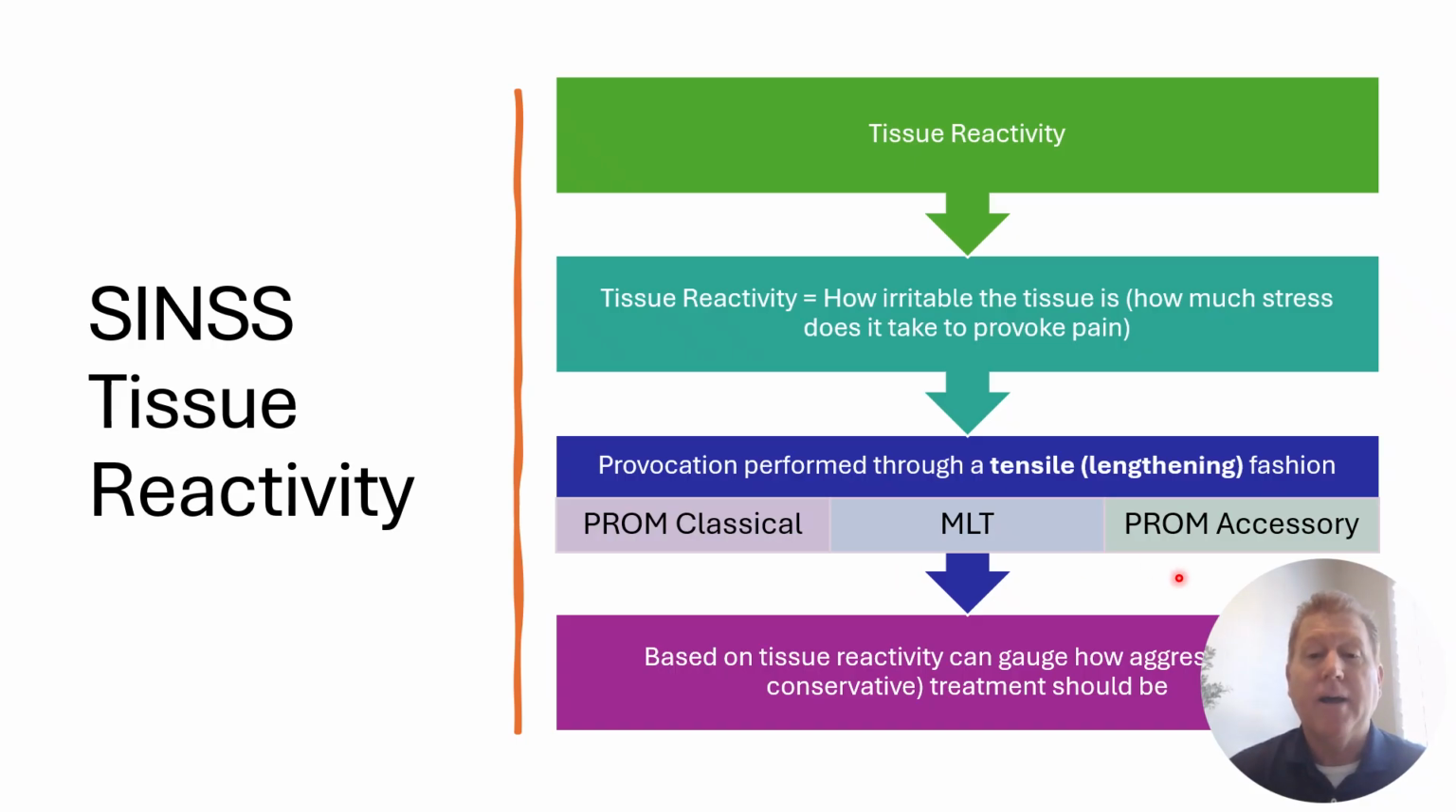And passive range of motion accessory, where we're looking at the specific component motions of the joint itself. For instance, with an inversion ankle sprain, we're looking at the ability of the talus to perform its component motions. Those activities will then guide us or help us gauge how aggressive or conservative our treatment should be.